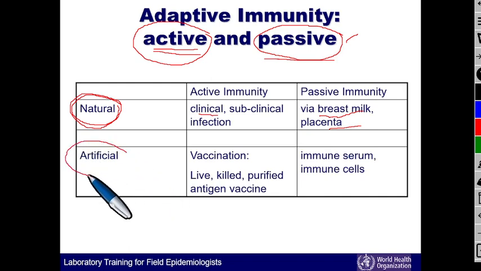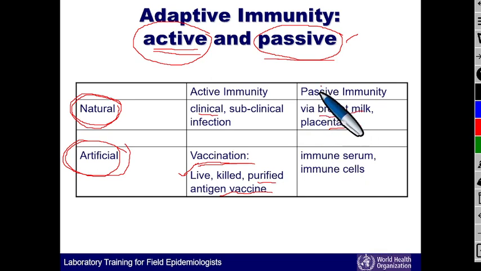Artificial immunity, that is active immunity, is produced by vaccination. There are different types of vaccine. Live vaccines, which you already know, include oral polio vaccine. Killed vaccines, different types such as bacterial and viral vaccines, and purified antigen vaccines are also there.